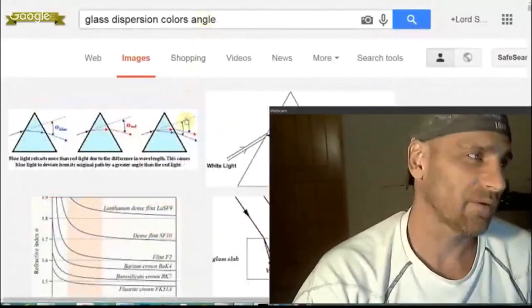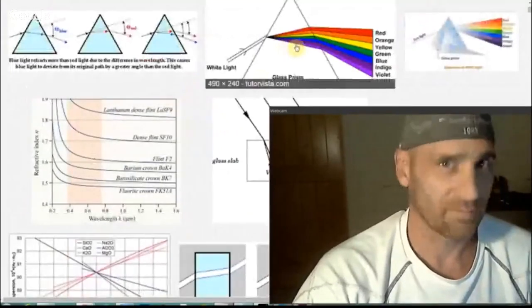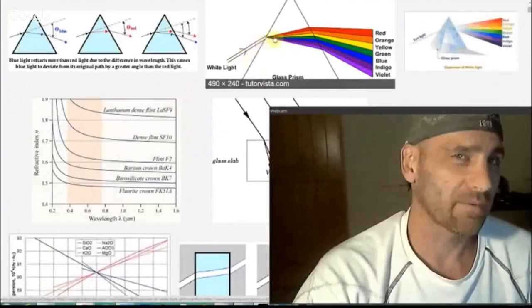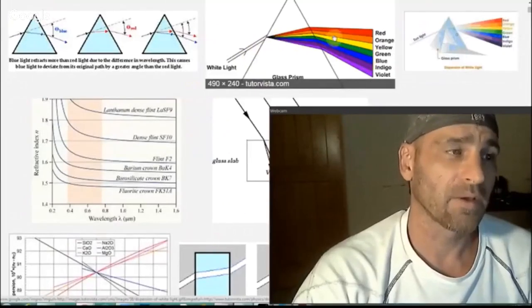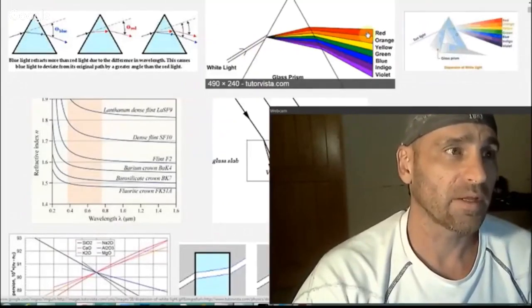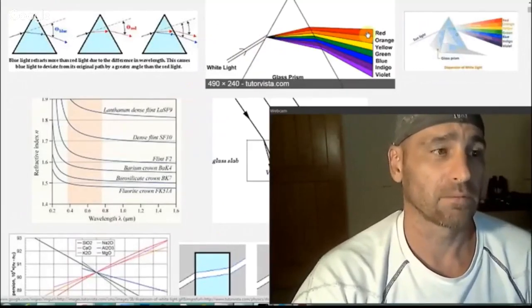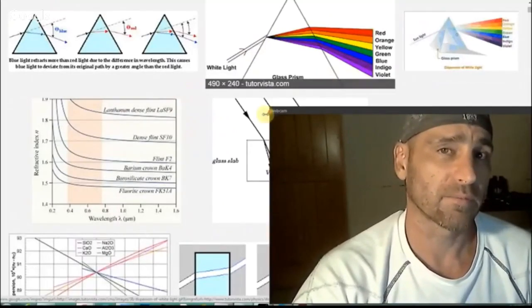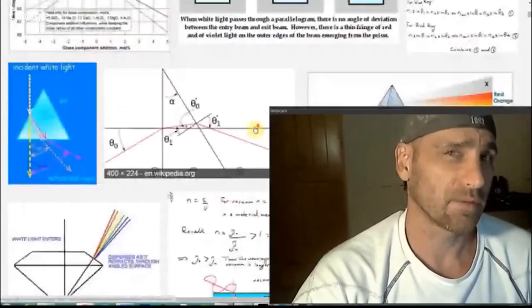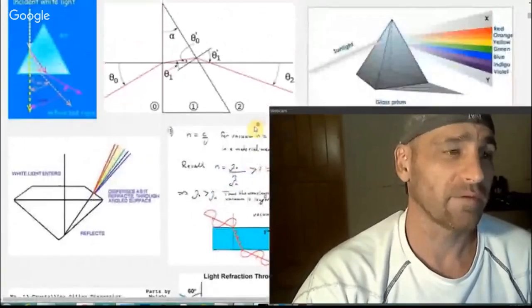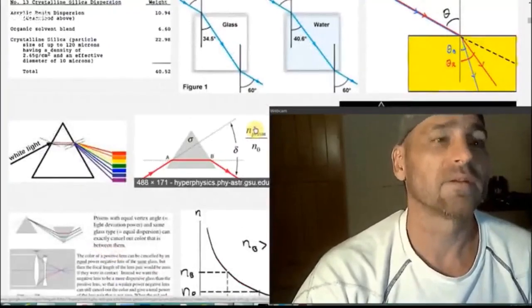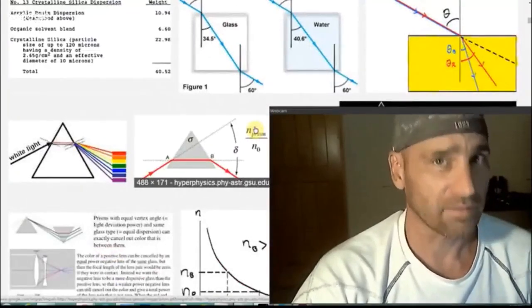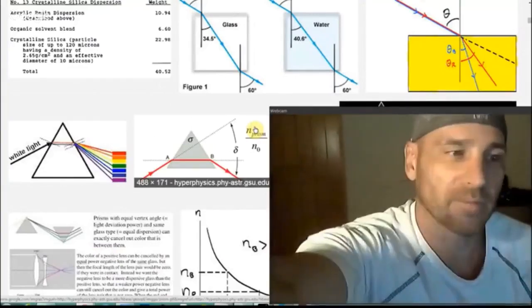Let's look at glass dispersion colors. You've seen this image before. White light passes through a glass and it gets dispersed into the spectrum. Red is the least refracted color. Violet is the most refracted. Keep that in mind. Red is the least refracted color. All right. Concave Earth, glass sky, sunlight. Let me try drawing this for you on paper.